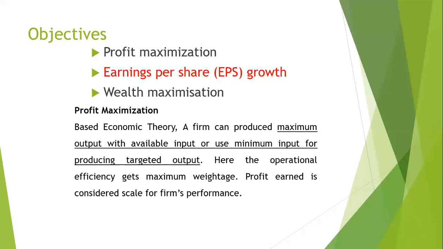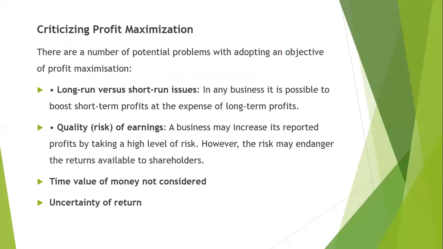Here the operational efficiency gets maximum weightage. Profit earned is considered the scale of firm performance. If a firm earned maximum profit, we consider the firm to be growing very largely. So they only look at whether the business earns profit or not. That was the earlier objective every firm followed. It is called the profit maximization objective. Then the profit maximization objective has a lot of limitations and criticisms.